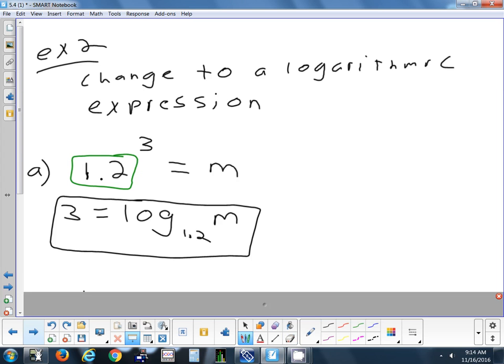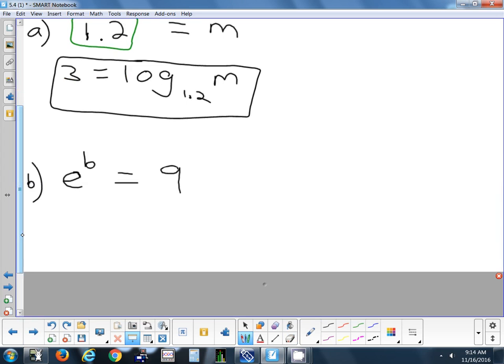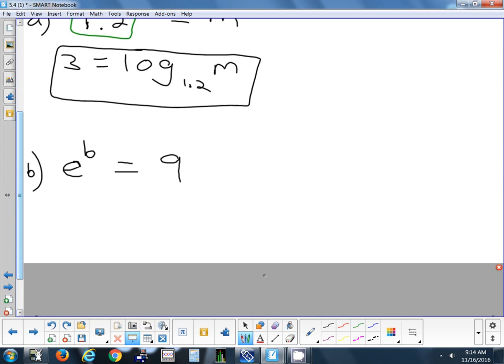That's the argument. So that's converting back the other way. Let's try another one of those. So log. What's my base here? E. We'll talk about that in a second. Logarithm always equals your exponent. So what's my exponent? B. And what's my argument? 9. Now, that's okay, but you probably would see that in more abbreviated form.